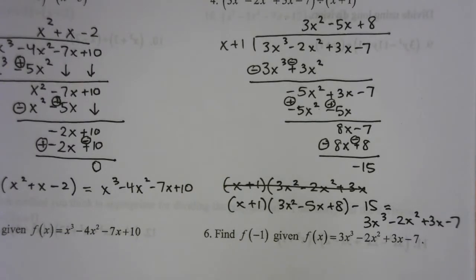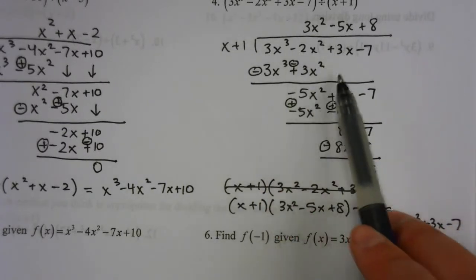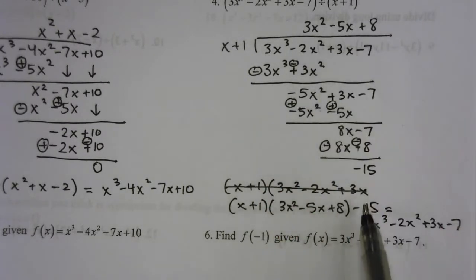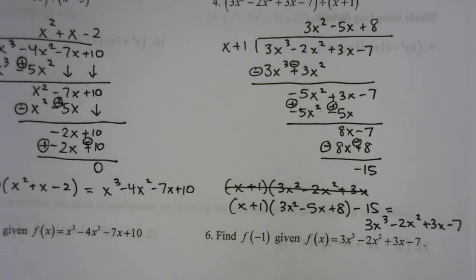Okay, so again, it's the repeated process over and over again. What times x gets me whatever term I'm on? And I keep going until I run out of terms. So the degree of this term down here at the bottom has to be less than what you're dividing by. So we have two more examples that are related to problems 3 and 4.